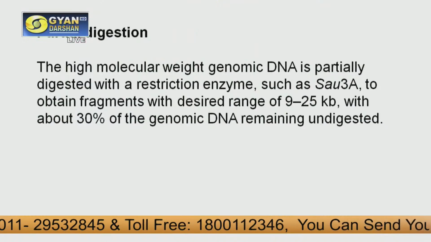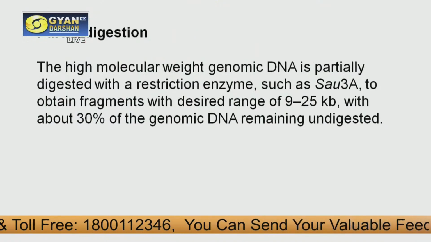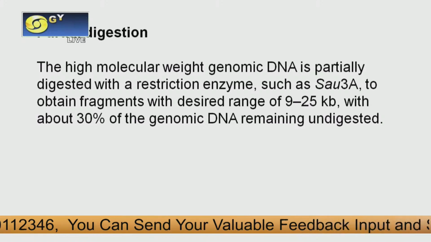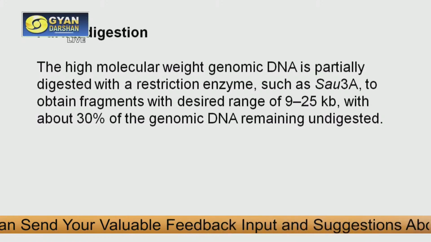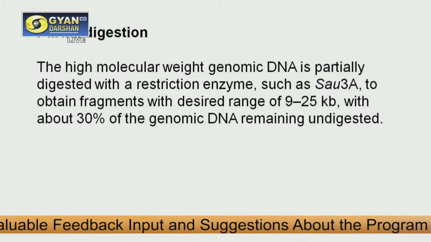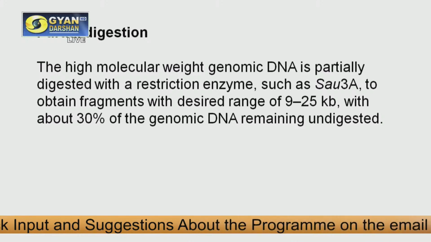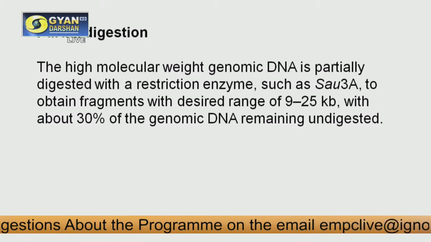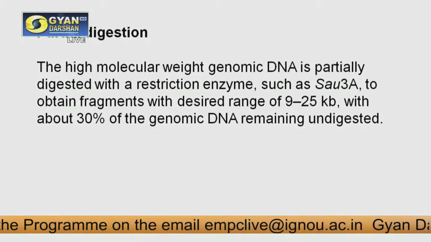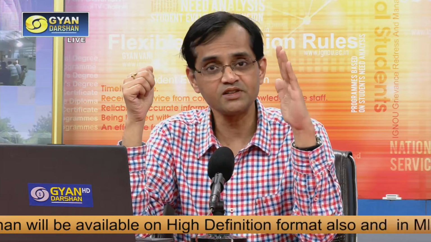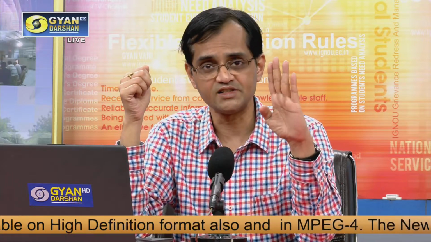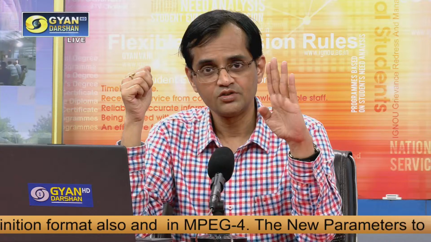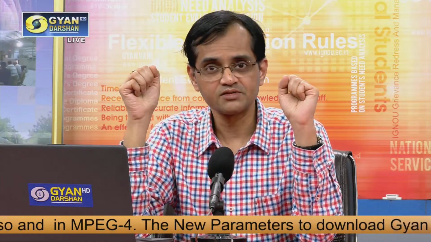But mind that in this case it's a high molecular weight DNA. So you need to digest it, and in most cases you go for partial digestion using enzymes like Sau3A to obtain fragments with the desired range of 9 to 25 kilobase pair, with about 30% of the genomic DNA remaining undigested. Mind that this is a very important term, partial digestion. You do not go for complete digestion. 30% of the DNA you keep as undigested DNA. So you get a series of fragments.